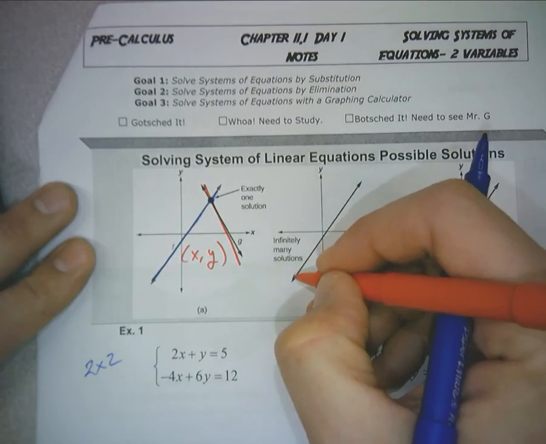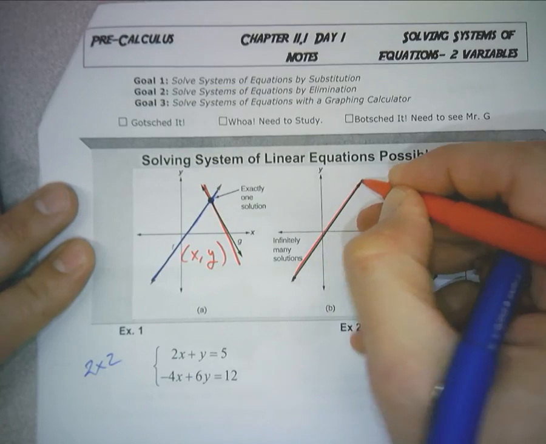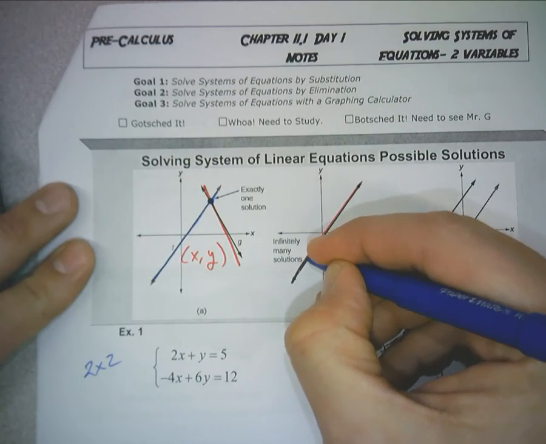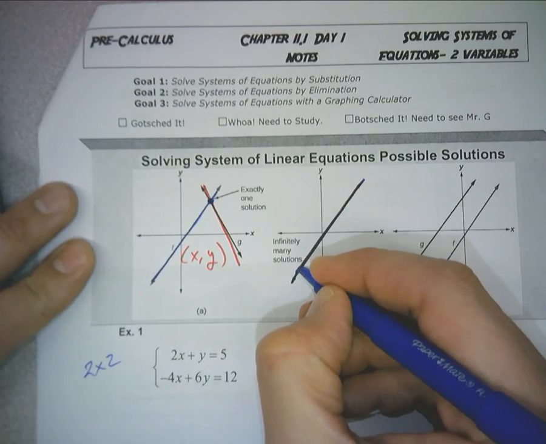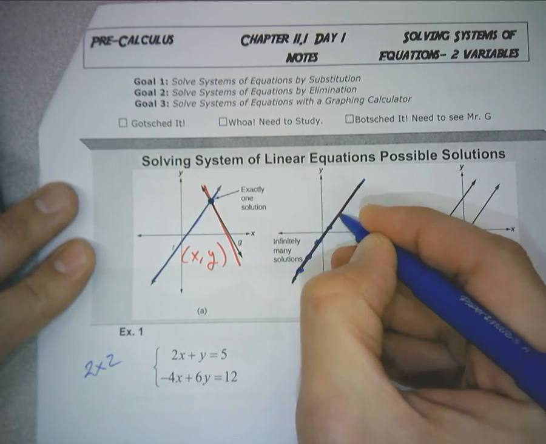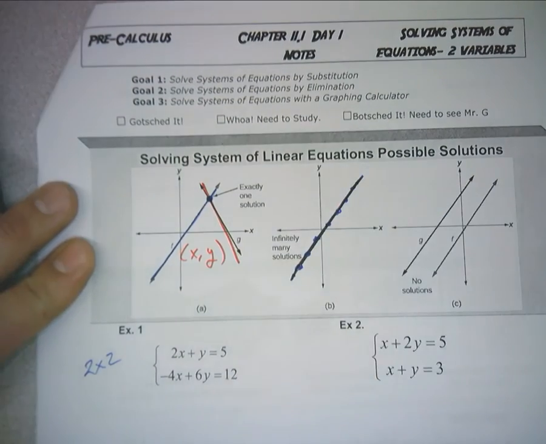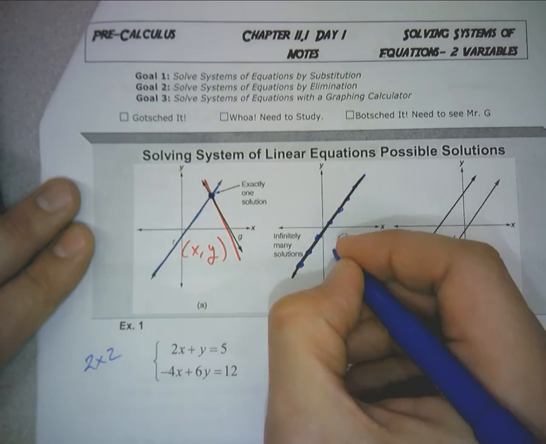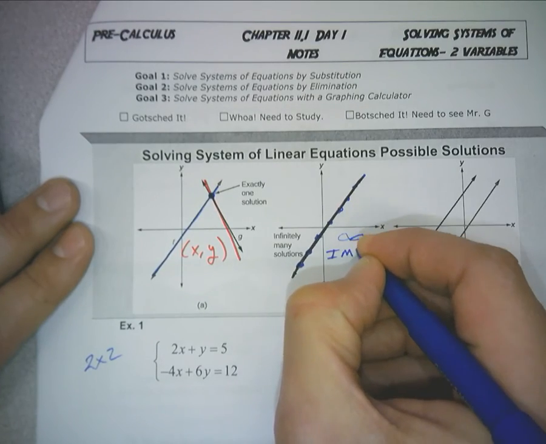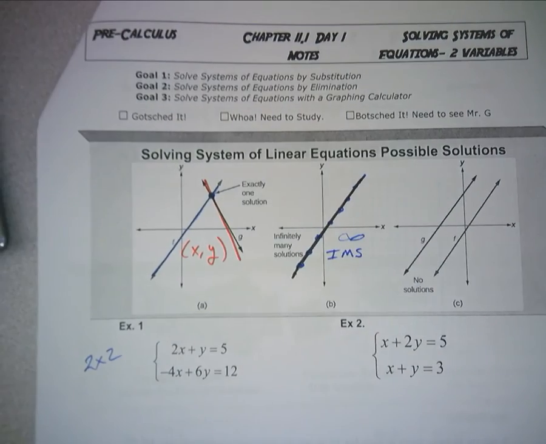Or you might have a red line and a blue line that are the exact same line. So what do they have in common? Where do they intersect? They intersect everywhere. Okay, so there would be an infinite amount of solutions. You can use the infinity sign, or you have seen IMS before, which means infinite many solutions.